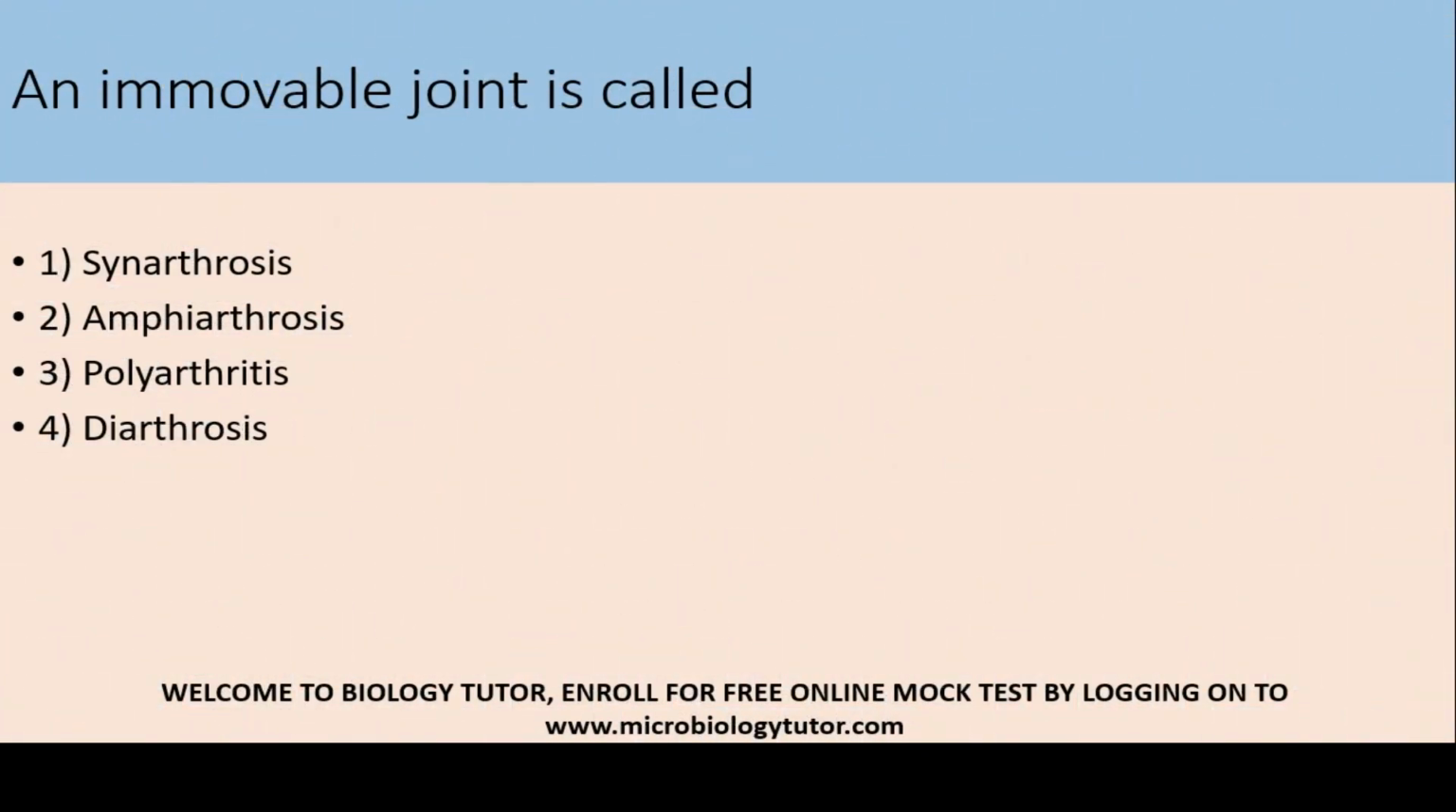Next question. An immovable joint is called: 1. Synarthrosis, 2. Amphiarthrosis, 3. Polyarthritis, 4. Diarthrosis. Which is the answer? Here the answer is 1, Synarthrosis. An immovable joint is called synarthrosis.